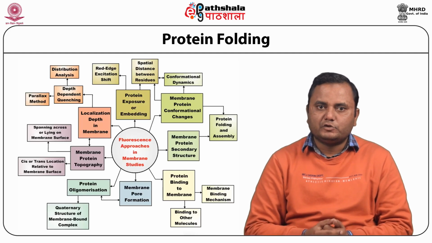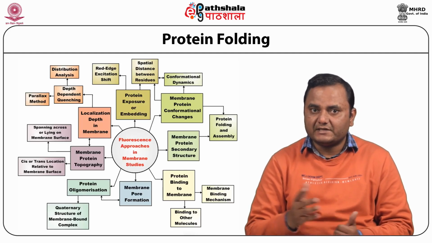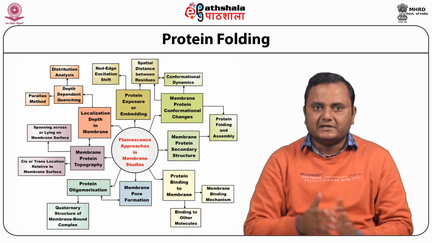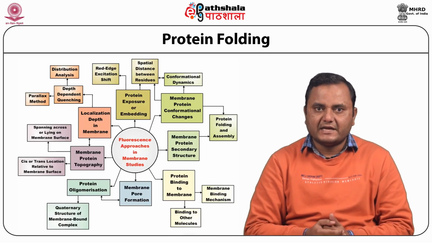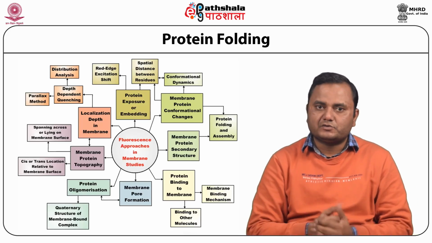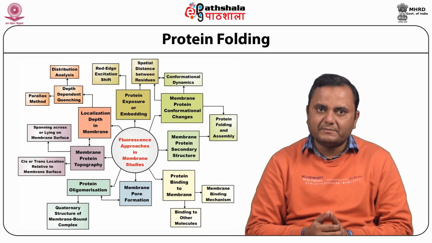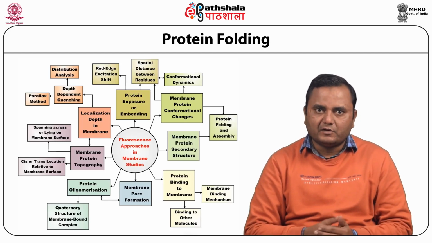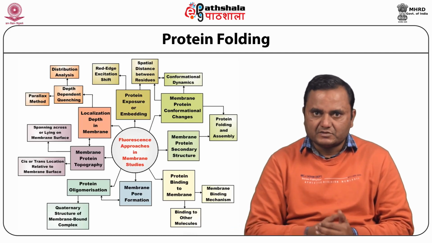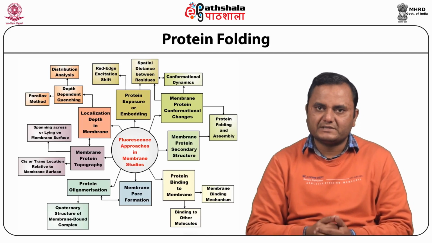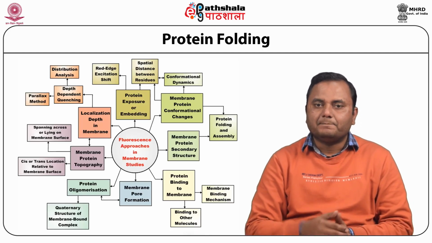The membrane topography can also be estimated by fluorescence spectroscopy in the form of cis and trans location relative to the membrane surface, and spanning across or lying on the membrane surface. Then we can also determine the localization depth in the membrane, such as by depth dependent quenching, the parallax method, or the distribution analysis. So these are the various applications of fluorescence spectroscopy for membrane proteins.